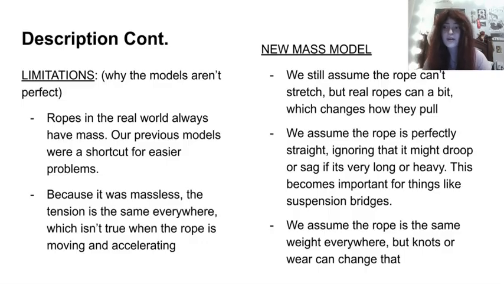Similar to the idea of a carnival rope ladder, like one of those games, those tend to stretch when someone stands or puts their weight on it. And we assume that the rope is perfectly straight, ignoring that it might droop or sag if it's very long or heavy. This becomes important for things like suspension bridges. This is because a sag is essential for spreading the massive weight of the bridge deck and the traffic it carries.